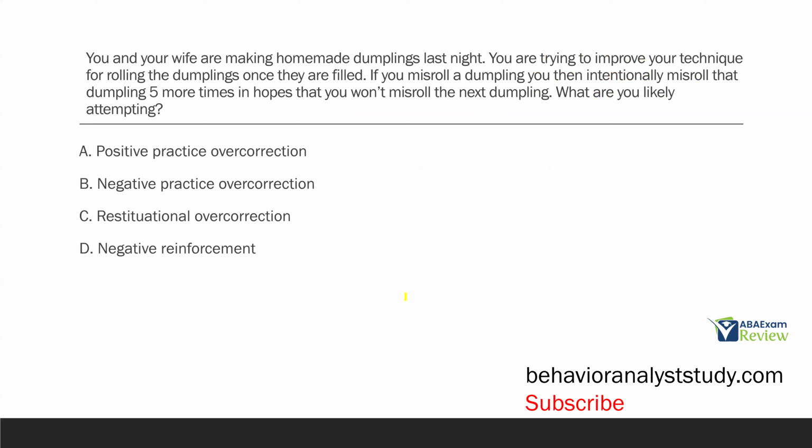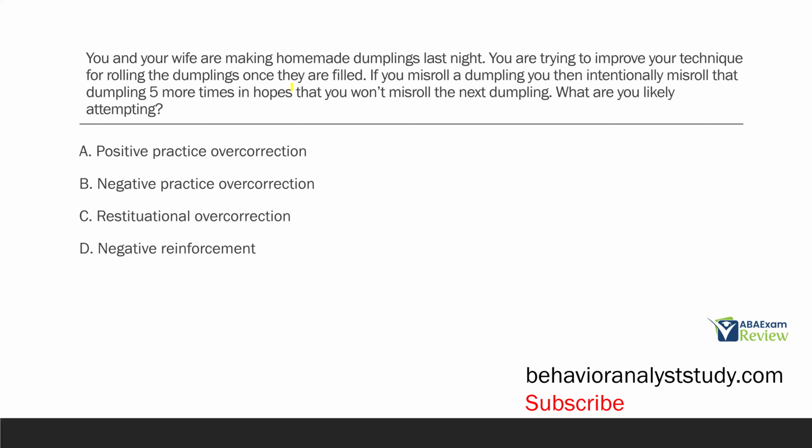You and your wife were making homemade dumplings last night, and you're trying to improve your technique for rolling the dumplings once they are filled. If you misroll a dumpling, you then intentionally misroll that dumpling 5 more times in hopes that you won't misroll the next dumpling. What are you likely attempting?